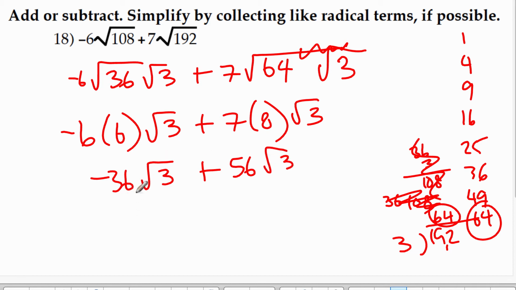Now I've got a question where I've got the same radicand. So now I can add or subtract the first ones. Down 36, gain 56, I'm up 20 root 3's.